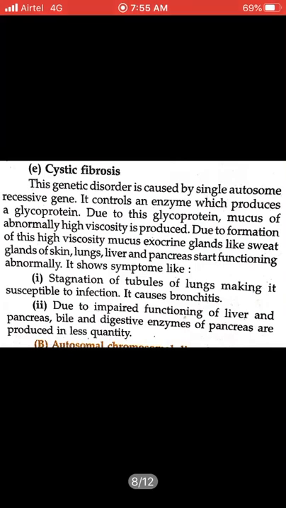Okay, now cystic fibrosis. In this, denser mucus is generated in excess, due to which the excretory glands' functioning gets disrupted and the lungs get infected. The bile juice, pancreas, liver, all go to malfunctioning, and this also causes bronchitis and so on.